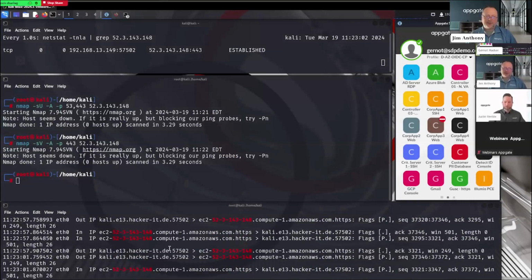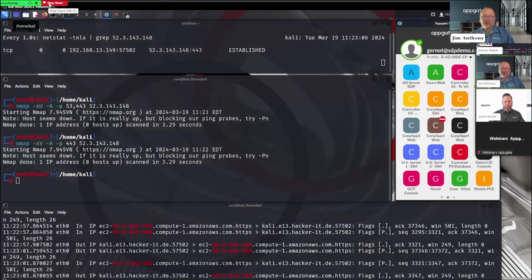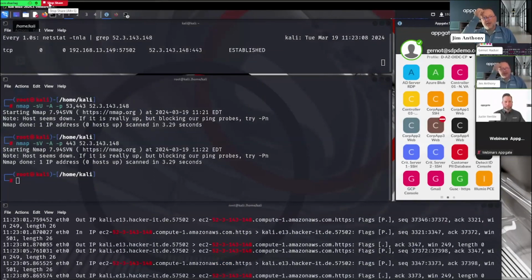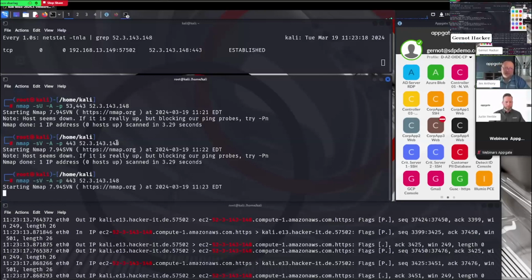Perfect. So now that you're authorized to communicate to that 52.3.143.148, if you were to run that nmap command again, would you see those UDP and TCP ports open from your device's perspective?